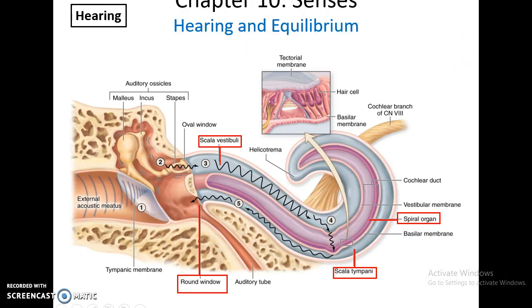So the way it works for hearing is we have the sound waves arrive in the external acoustic meatus. They bounce into the tympanic membrane, causing it to vibrate, which leads to the malleus to vibrate, which leads to the incus to vibrate, which leads to the stapes to vibrate, which then causes the transmission of the vibration into the fluid found in the scala vestibuli.